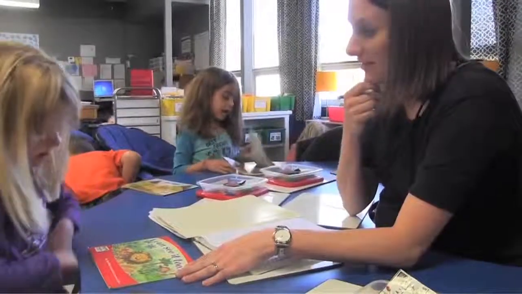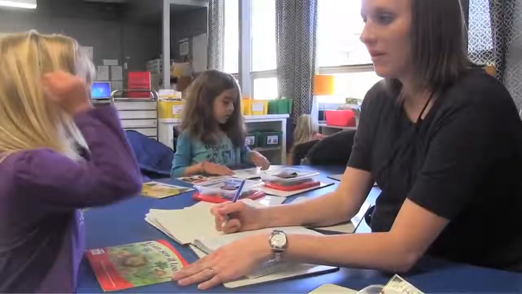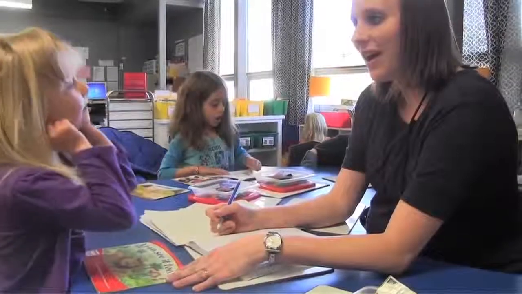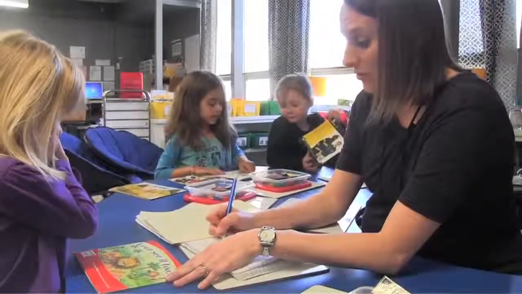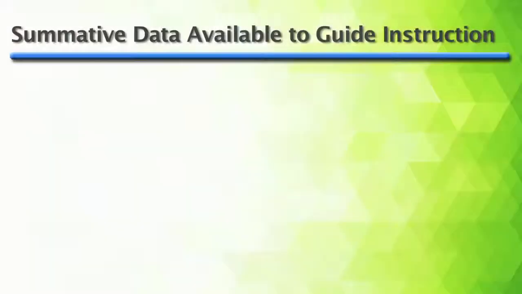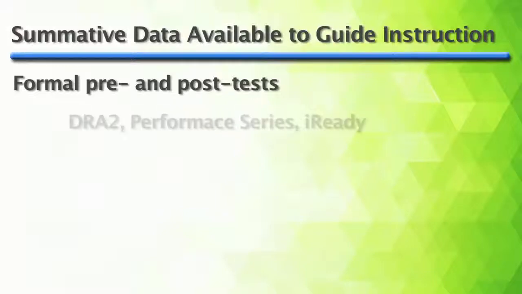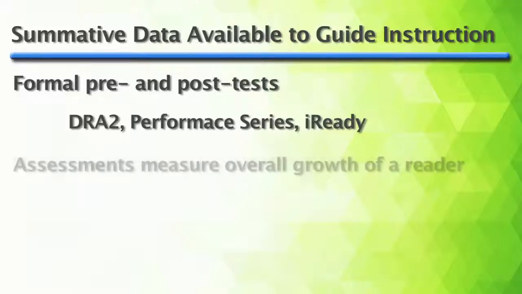Both formative and summative data can be used during guided reading to make decisions for readers so that new books are within a child's zone of proximal development. There are a variety of summative data that can be collected to drive instruction. This data includes formal pre- and post-tests, such as a DRA2 given at the beginning and end of the year, as well as performance series or iReady results. These assessments measure overall growth of a reader.